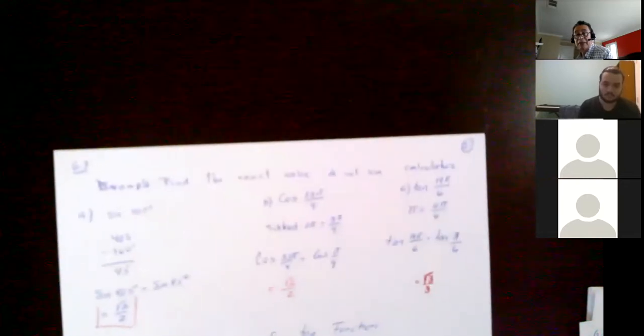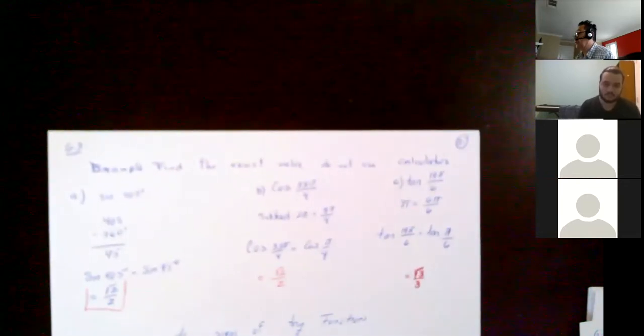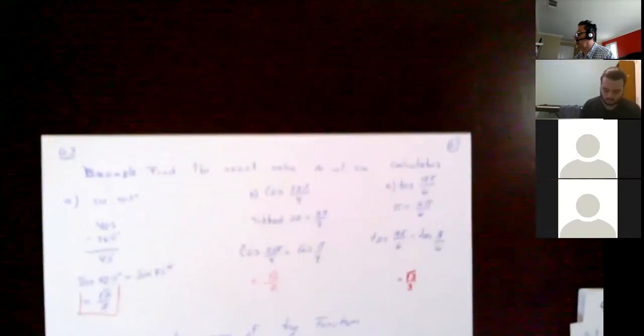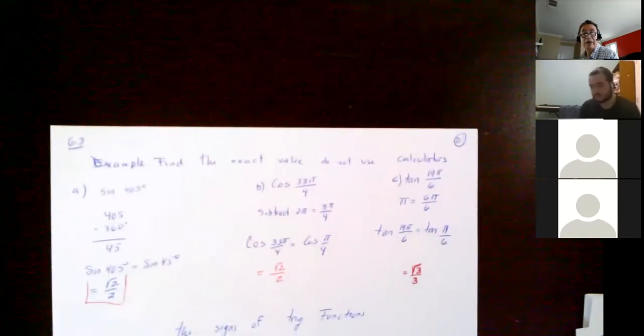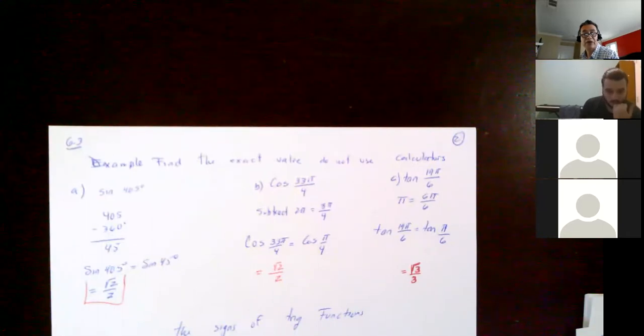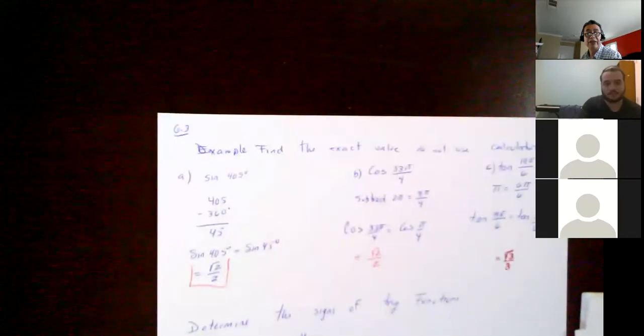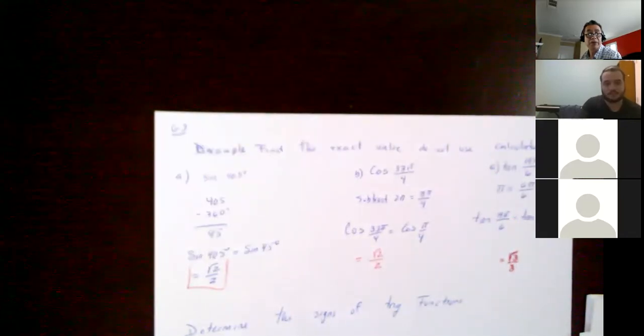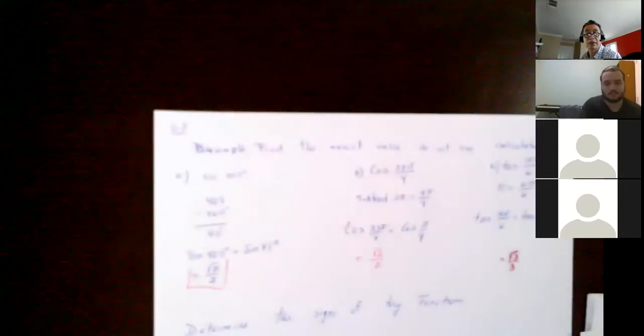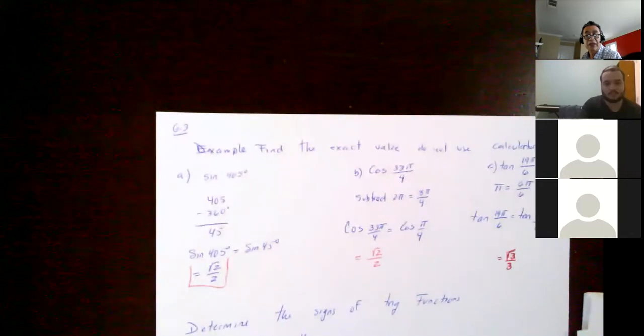It says here, let me focus right here. All right, so I did a couple of these exercises, but let's go over here. It says, find the exact values, do not use calculators. So let's concentrate on A right here. It says sine of 405 degrees. Notice we're not using the calculator.